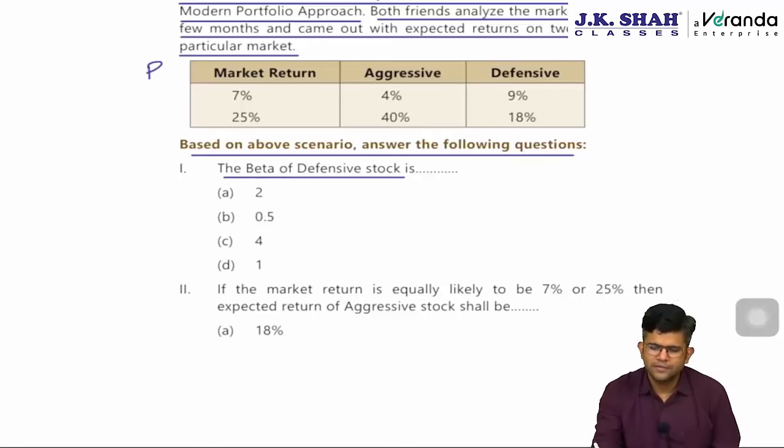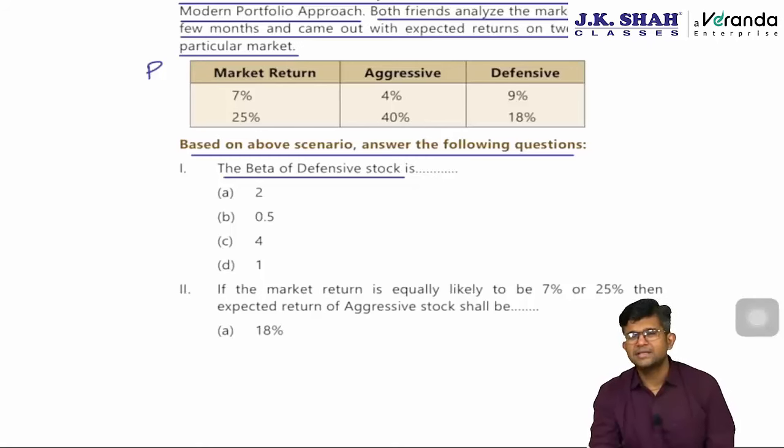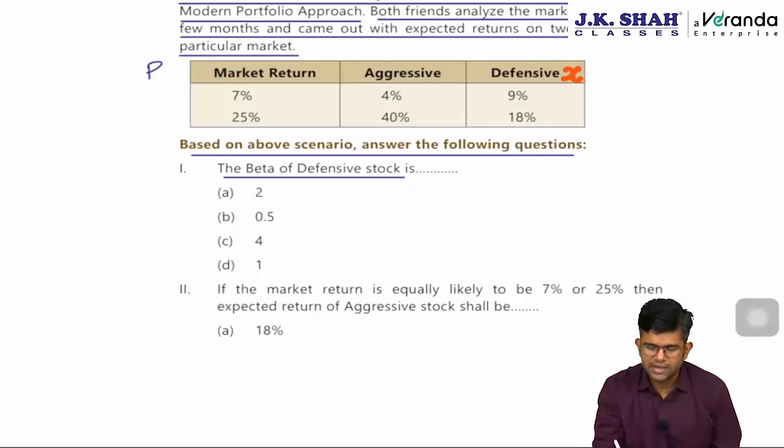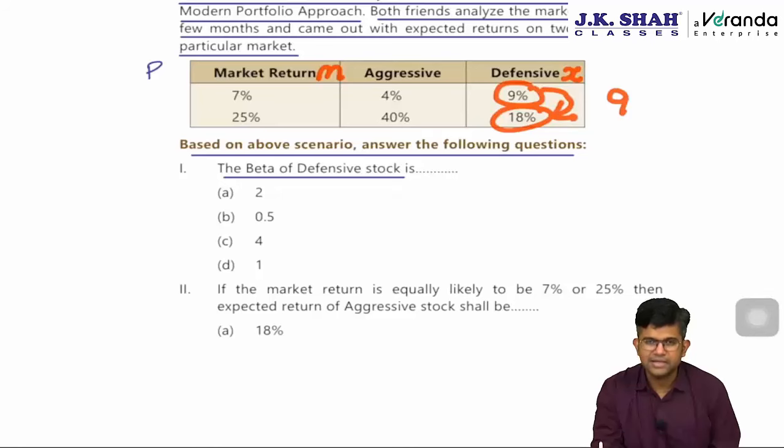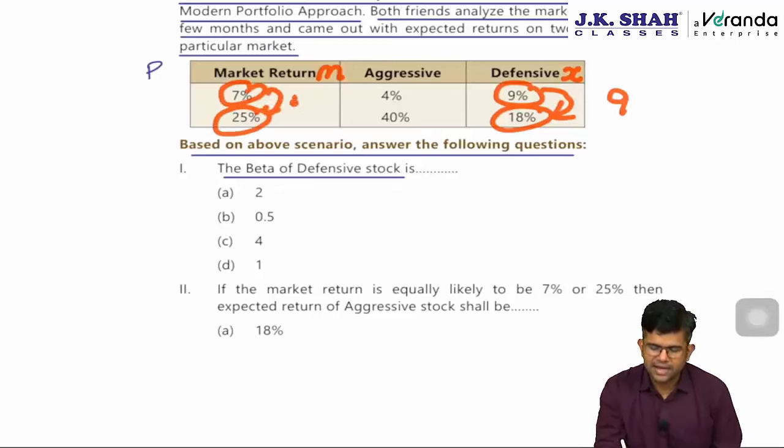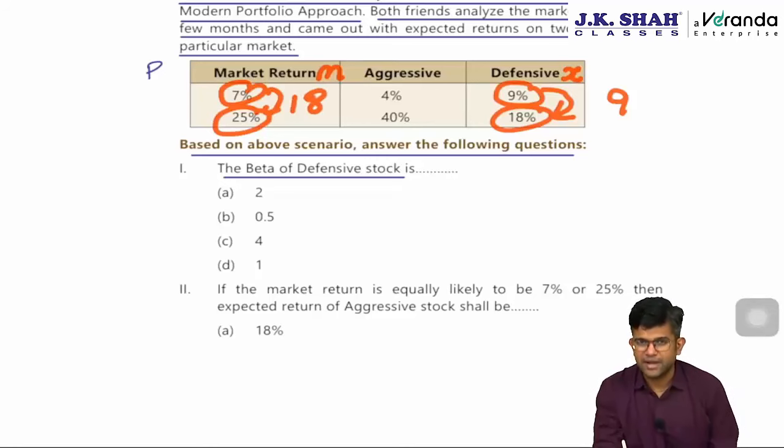So students, only two data points are there, so we will simply be able to use the formula of delta x upon delta m to find the beta. Can I say delta x? If I consider the defensive stock to be security x and this is the market, delta x is 9, that is 18 minus 9. And delta m is 18, that is 25 minus 7.